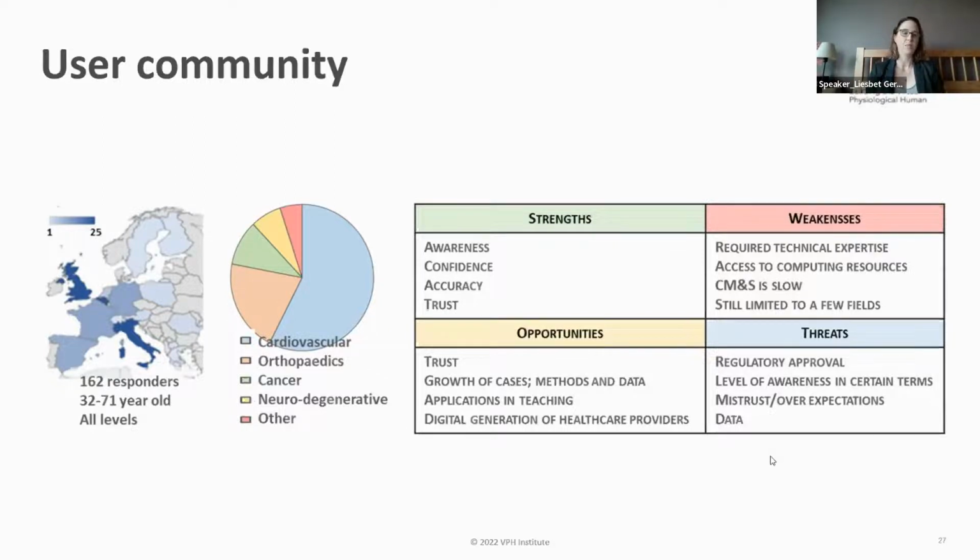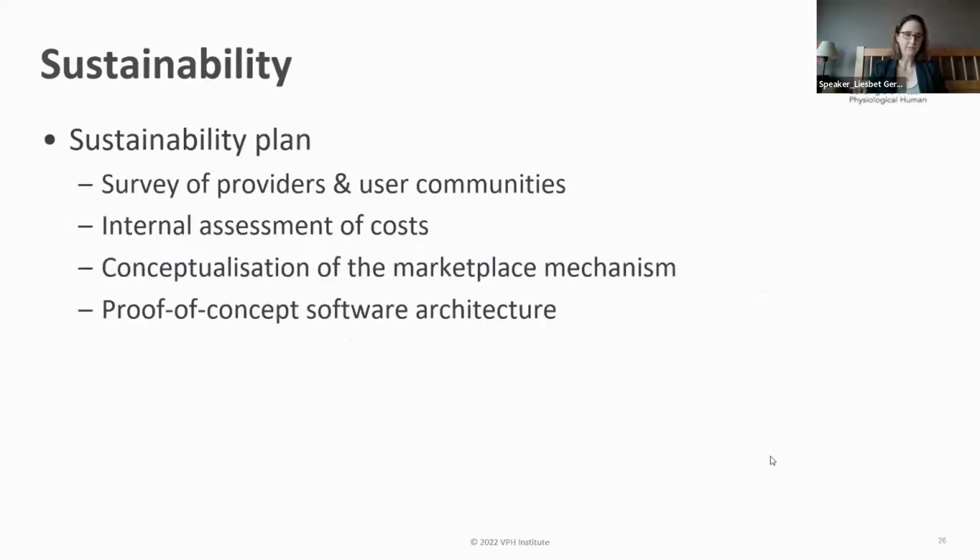So these are things that within EDITH we will actively be working on. And then finally, on the sustainability level, because we want this to survive beyond the 2-year duration of the project. In the sustainability plan, we will make sure that with these user communities and with the providers, we will look at what they need, what they want, and extend these kind of surveys. Look also at a realistic health economics perspective for digital twins in healthcare, conceptualize the marketplace mechanism for everything that is being developed, and develop also proof of concept software architecture, as Janus explained.